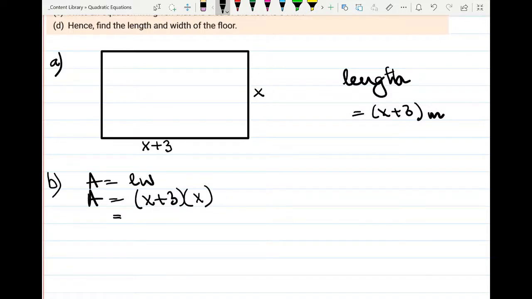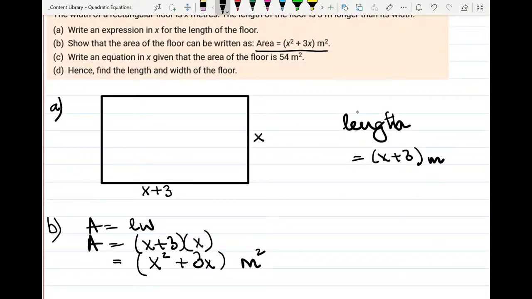This is distribution, and you've seen this happen before. So x times x is x squared, and plus 3 times x is plus 3x. So that's the area of the floor, and if the length and width are meters, the area is meters squared. And if you have a look back, that's what they gave us in the question.